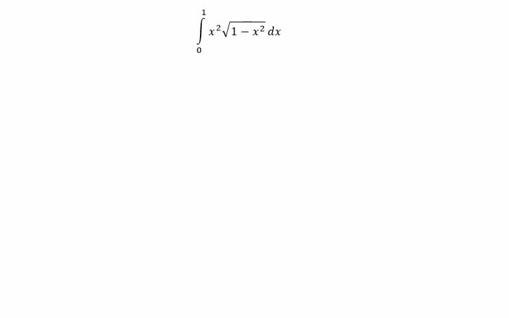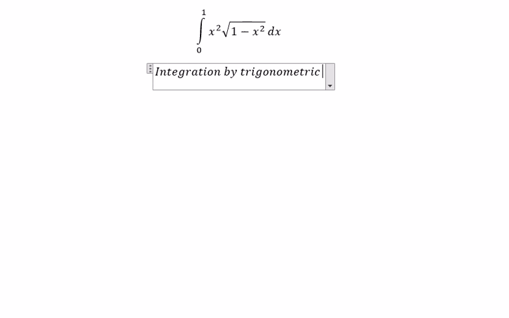The topic today is about the integral. We have the integral from 0 to 1 of x squared multiplied with the square root of 1 minus x squared dx. So now I will show you the technique how to answer the question. We need to use integration by trigonometric substitution.